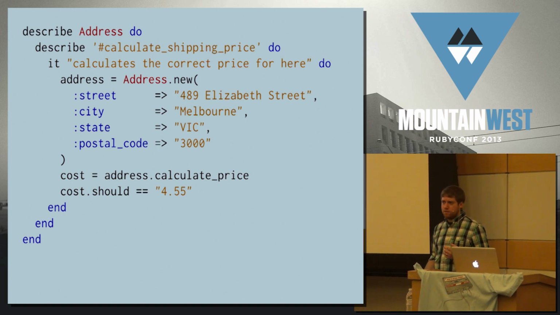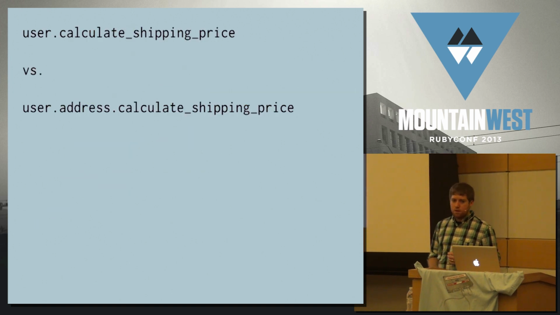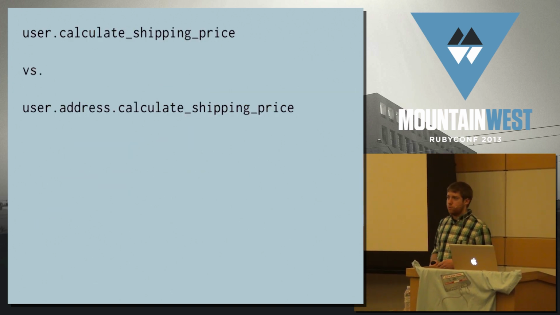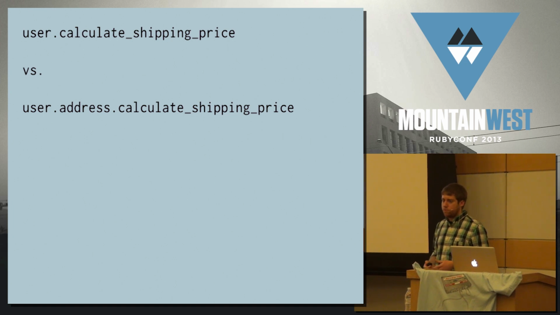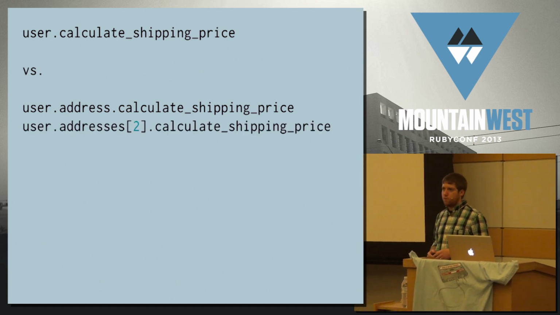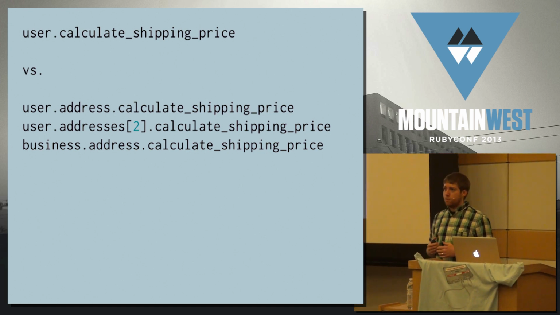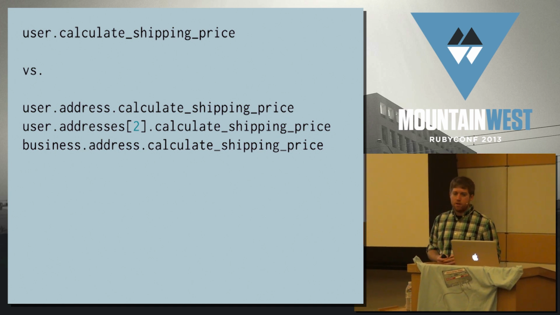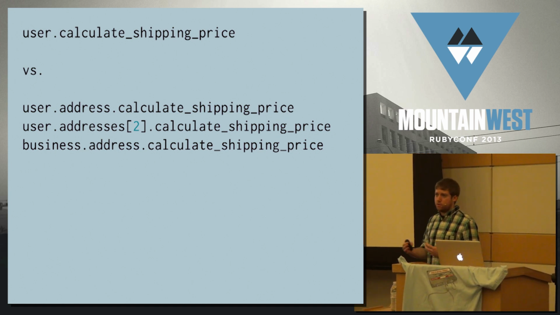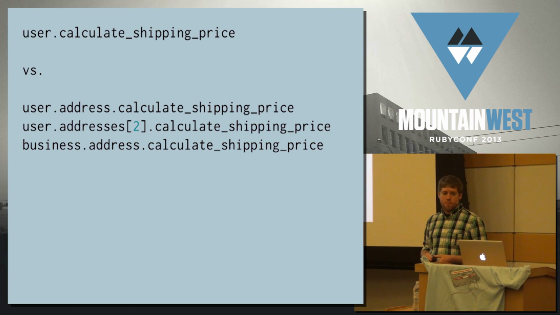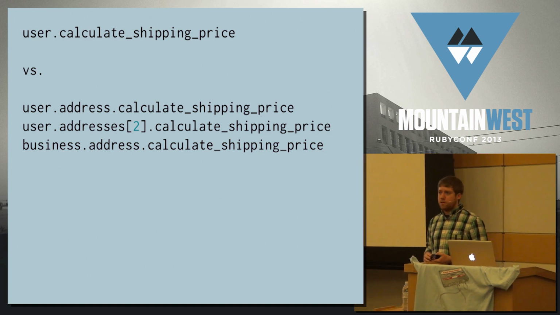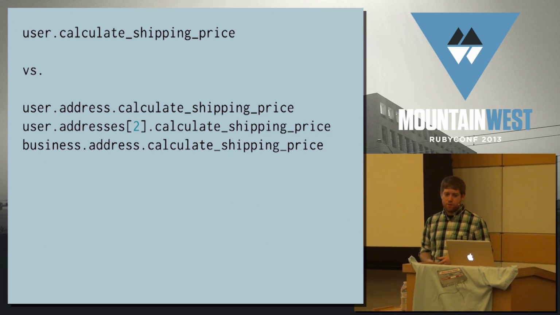But nicer tests isn't enough reason to make a change like this. It also makes us resilient to changing requirements for the application. What if a user has more than one address? Or we need to be able to ship to businesses as well. With the original code, it's not obvious how we can make these changes. But now that we've decomposed some of the logic onto a value class that can be shared, it's clear what to do.